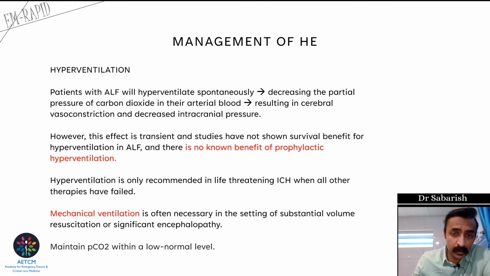But this effect is usually transient, and studies have shown not much survival benefit for therapeutic hyperventilation in ALF. Hyperventilation is only recommended in life-threatening ICH when all other therapies have failed, and mechanical ventilation is often necessary in a setting of substantial volume resuscitation or significant encephalopathy. The recommendation, I would say, is to maintain a low normal level of PCO2. Something like 30 to 40 should be an acceptable level of PCO2 in hepatic encephalopathy.